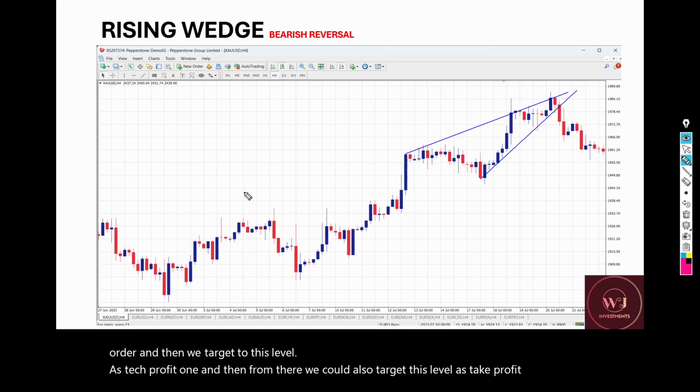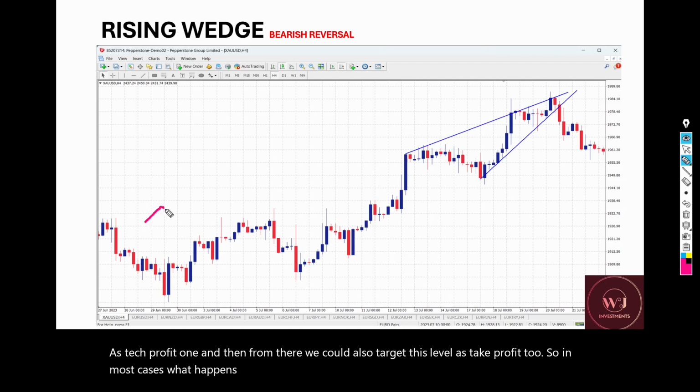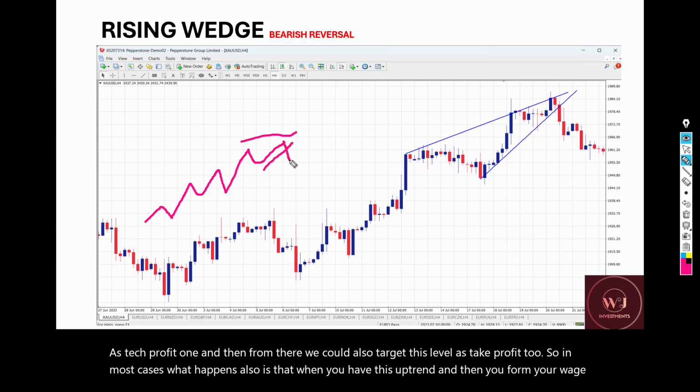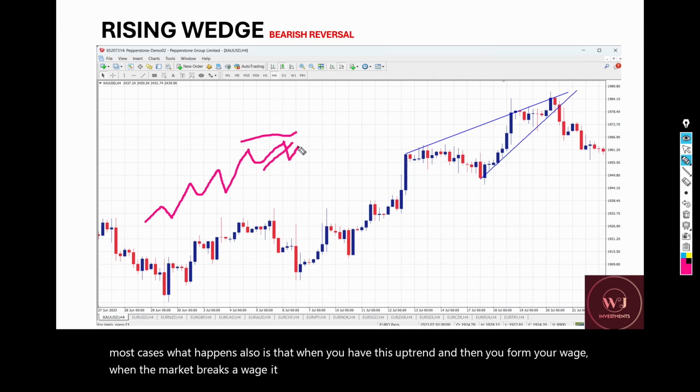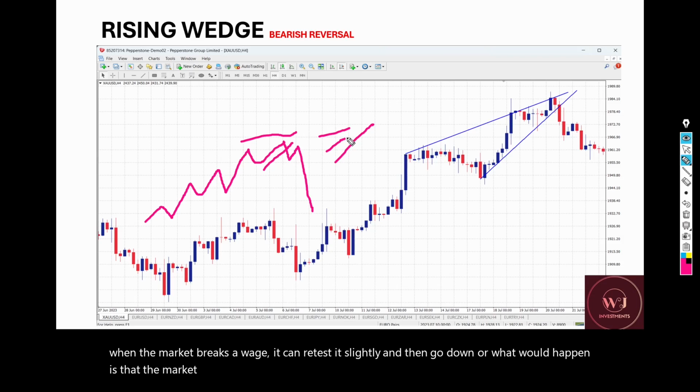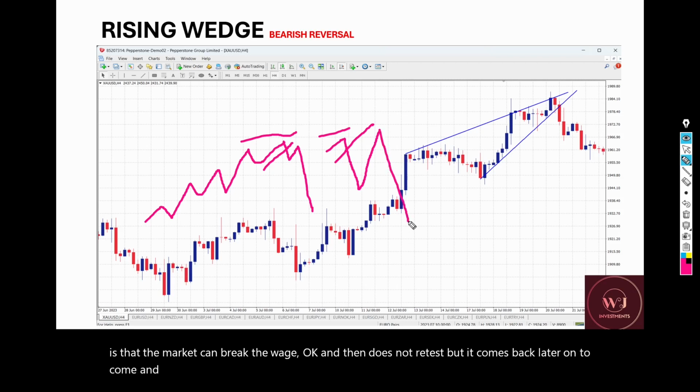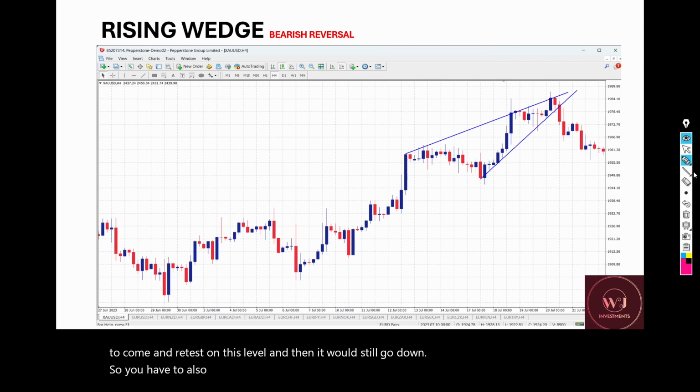In most cases, when you have this uptrend and then you form your wedge, when the market breaks the wedge, it can retest it slightly and then go down. Or the market can break the wedge and not retest, but come back later to retest this level, and it would still go down. So you also have to have that in your expectations.